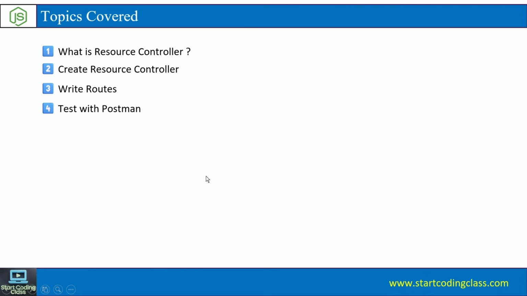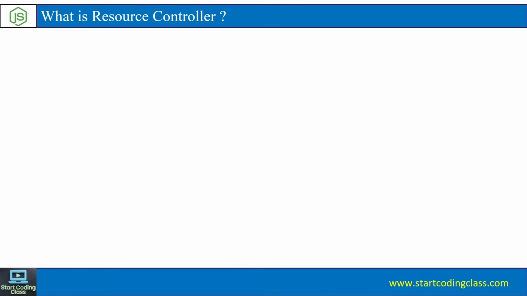So in this video, we are going to cover, first of all, what a resource controller is and how to create a resource controller with the help of the command line. Then we will write the routes for that resource controller, and at the end of this video we will test all the APIs in Postman.